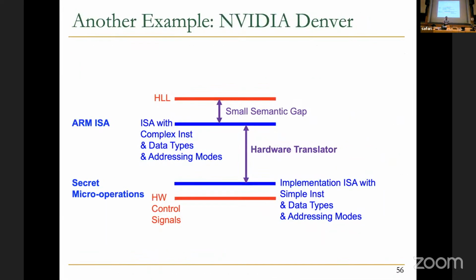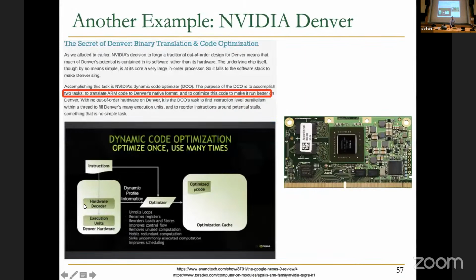Other folks also do similar things, like NVIDIA Denver is a processor that uses a hardware translator that takes the ARM ISA and translates it to secret micro-operations. And if you're interested, you can read about it. So they actually do very interesting things, which I will not talk about over here. Actually, their translator is software/hardware. I should really change the slide to software/hardware. I'm going to do that in the break.